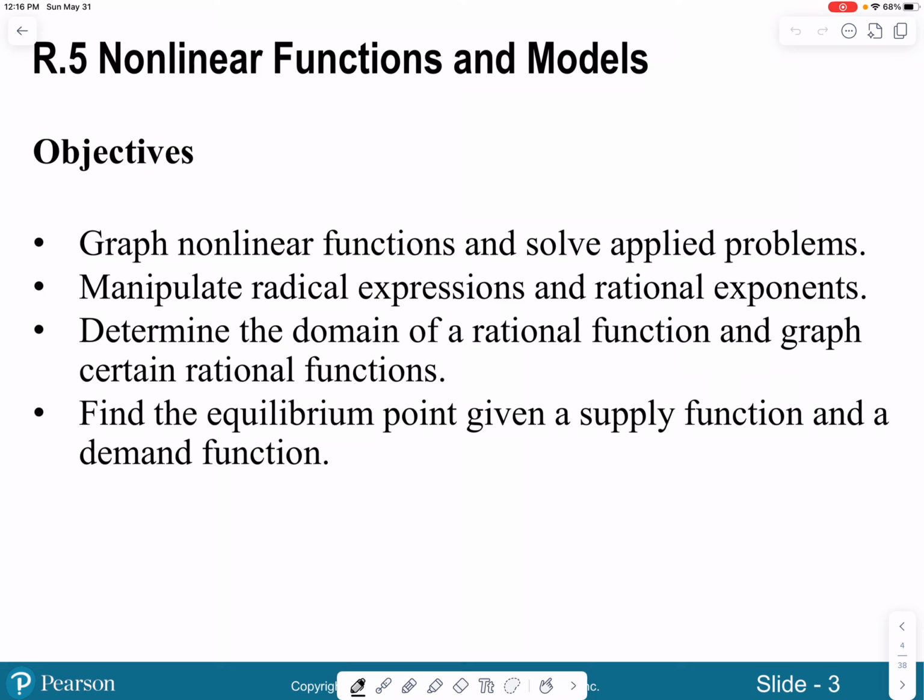A few objectives: graph nonlinear functions and solve applied problems, manipulate radical expressions and rational exponents, determine the domain of a rational function and graph certain rational functions, and then find the equilibrium point given a supply function and a demand function.